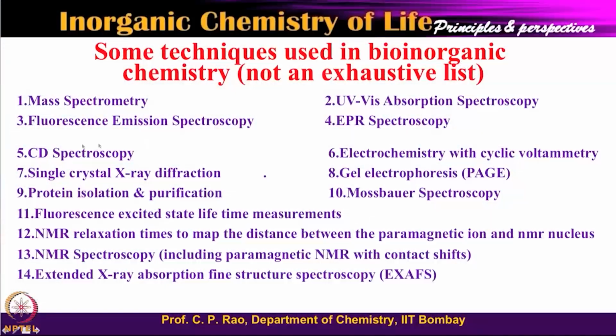Things like mass spectrometry, absorption spectroscopy, EPR spectroscopy, fluorescence emission spectroscopy, CD spectroscopy, and single crystal X-ray diffraction of proteins, and many things like NMR relaxation times, fluorescence lifetime, and NMR spectroscopy including paramagnetism, extended X-ray absorption fine structure spectroscopy. Many of these things are there, and Mossbauer spectroscopy. All of these, and voltammetry is one of the very vital techniques.